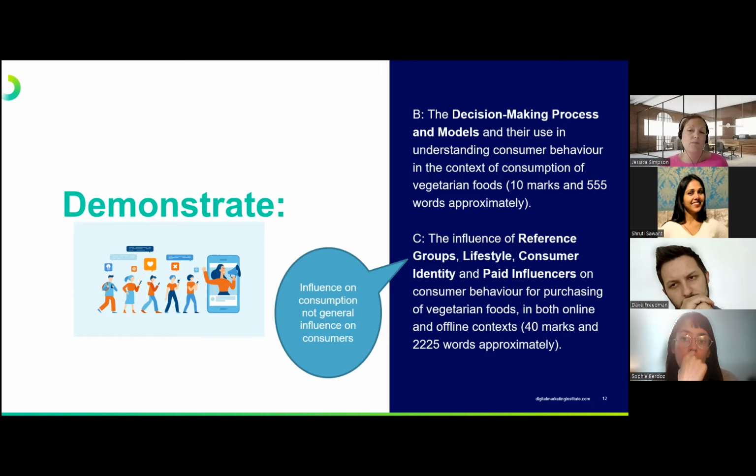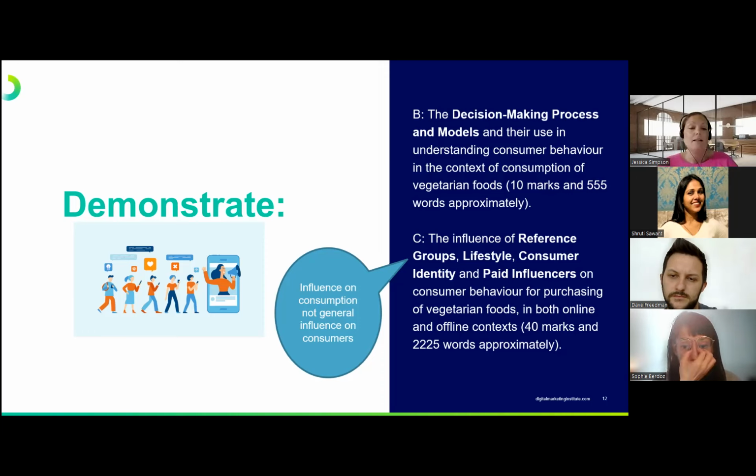So one thing is reference groups is not word of mouth, essentially. So you do need to make sure that you understand the theory. You will have to look into the theory behind influencers, essentially, or the influence of all of these elements that you've been asked to identify.